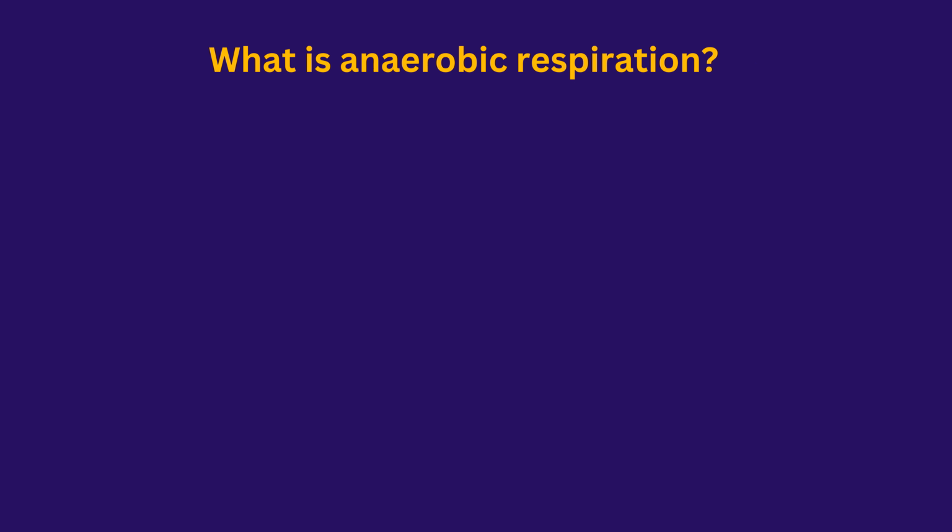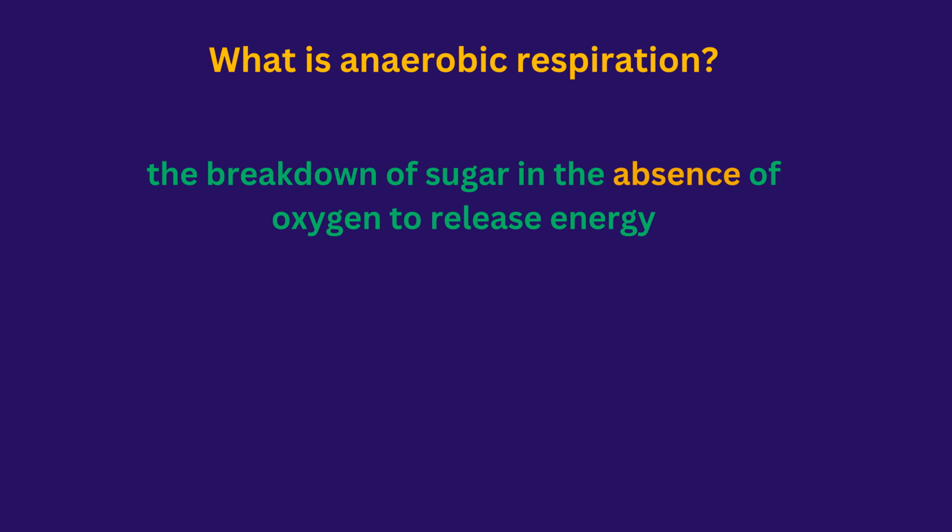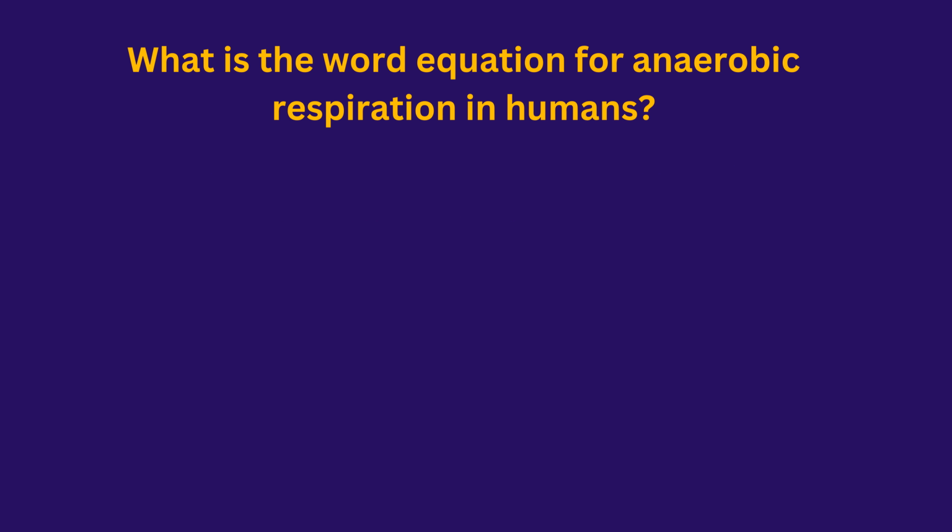What is anaerobic respiration? The breakdown of sugar in the absence of oxygen to release energy. What is the word equation for anaerobic respiration in humans? Glucose is broken down. Remember, there is no oxygen. And lactic acid is produced and little energy is released.